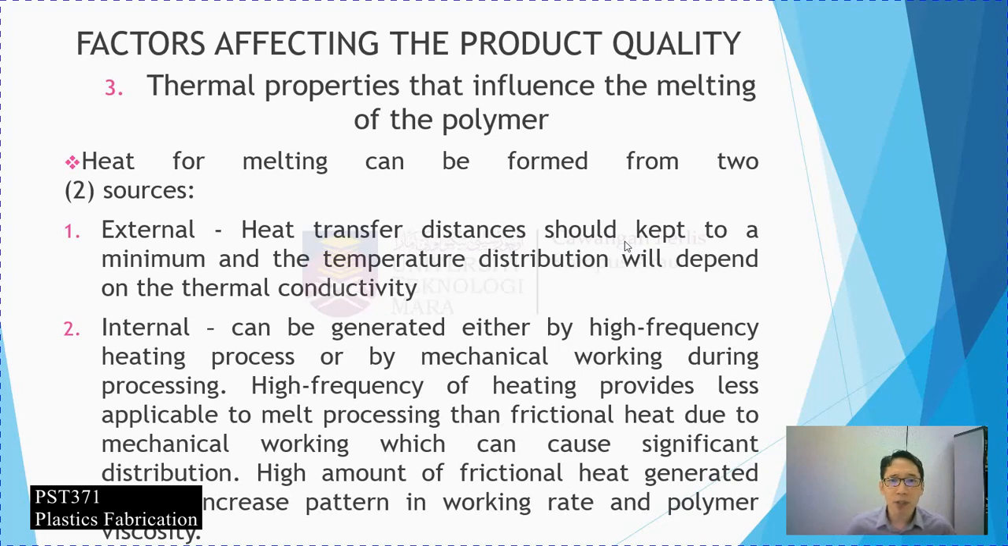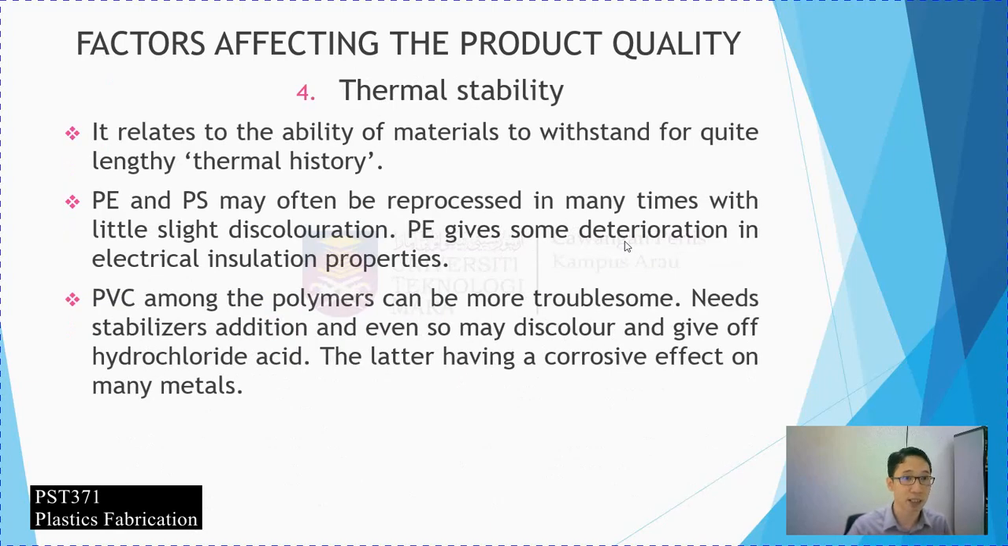Okay, high frequency heating is less applicable to melt processing, and frictional heat due to mechanical working can cause a significant temperature distribution. And then there is a high amount of frictional heat generation. There are three frictions of material that occur during the process. The first one is material with the screw itself, material with the barrel wall. Okay, this friction causes an increase in working rate and polymer viscosity.